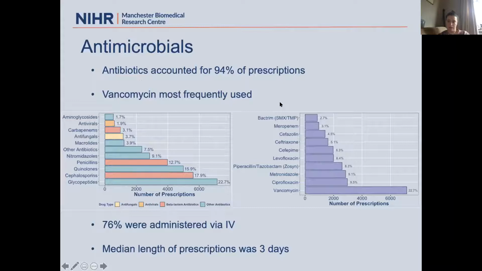So the graph on the right hand side is showing the top 10 most frequently used antibiotics. Vancomycin accounted for just under 23% of all of the prescriptions. Vancomycin is quite commonly used to treat MRSA, the hospital-acquired infection. Most of the antibiotics were administered via IV. I think most of the rest were enteral. The median length of prescriptions was 3 days, and on average, each patient received 3 different antimicrobials.